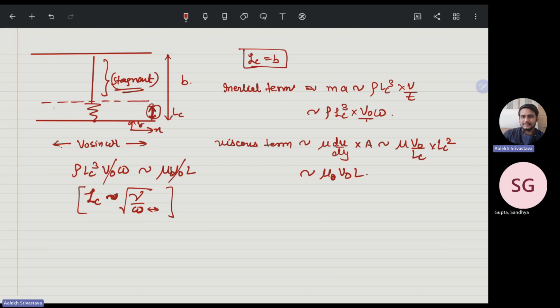So here the disturbance is felt only in this location, and here there is no disturbance. This is the way you will solve the problem, and this is the length where the forces are very significant.